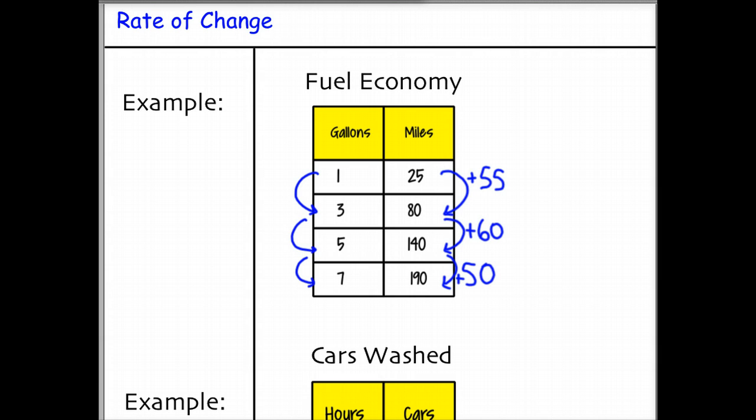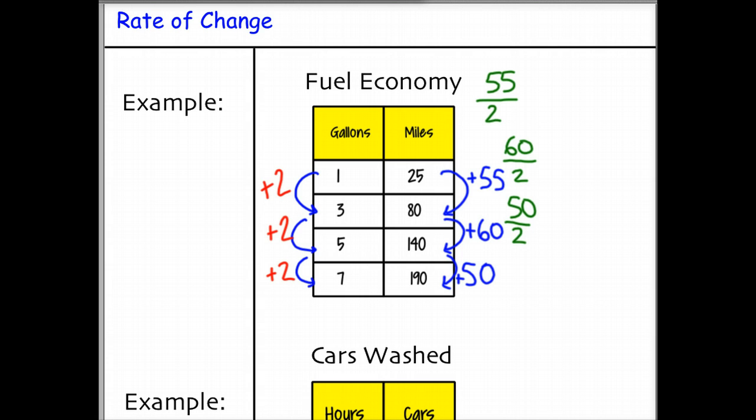Now checking with the x's, from 1 to 3, we add 2. From 3 to 5, we add 2. And from 5 to 7, we add 2. Now we want to write our ratios as the change in y over the change in x. For the first one, we had a change of 55 in y over a change in 2. Our second one, we had a change in 60 over a change of 2. And third, we had our change of 50 over the change in 2.